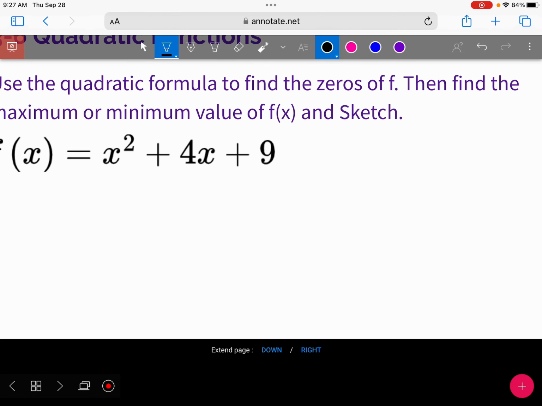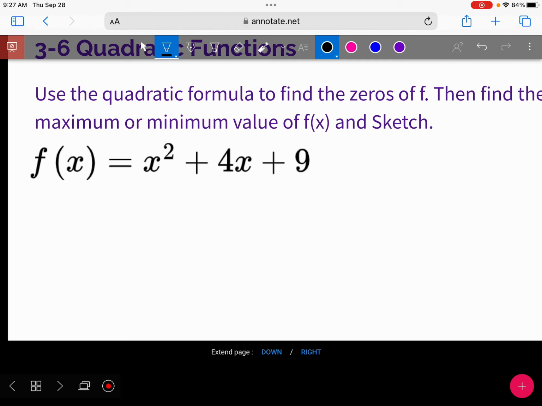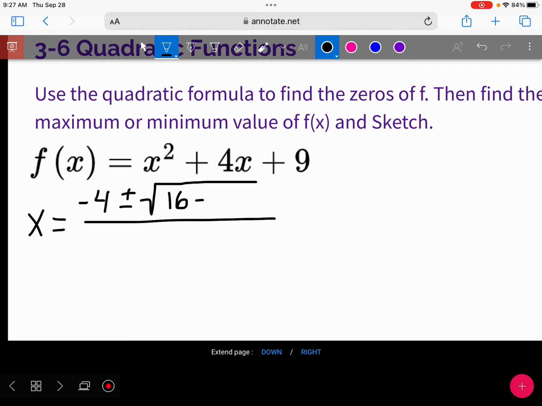Okay, so they tell us specifically to use the quadratic formula to find our zeros. So let's do that. x equals the opposite of b, plus or minus the square root of b squared, 4 squared, which is 16, minus 4 times a times c, 36, over 2 times a, which is 2.